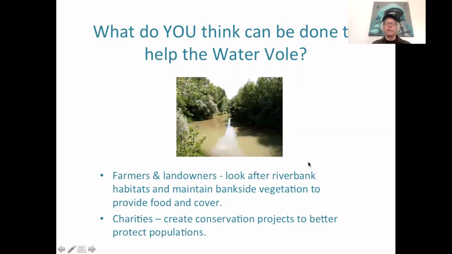So what can be done to help the water vole? Farmers and landowners can look after the riverbank habitats and maintain the vegetation on the banks of the river to provide food and cover. And charities can create conservation projects to better protect populations.